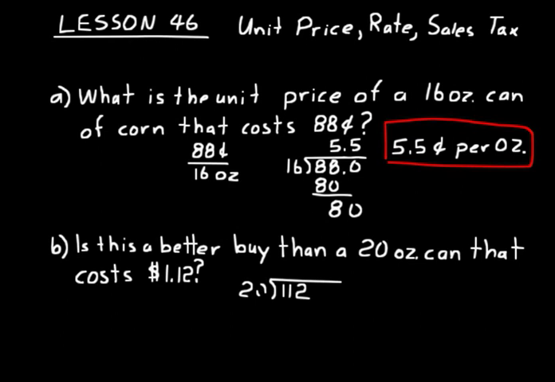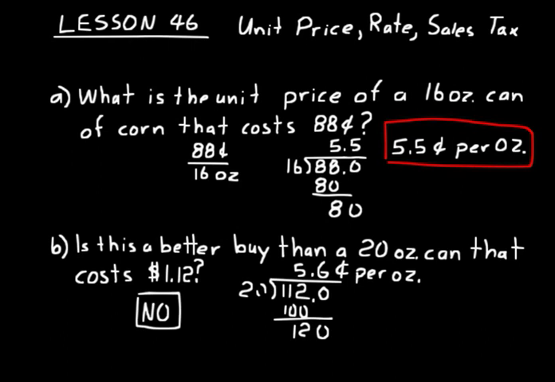20 goes into 112 5 times. And we need to put a decimal point in there, add a 0, bring that down. 20 would go into 120 exactly 6 times. So now we have 5.6 cents per ounce. That's what this 20-ounce can costs, 5.6 cents per ounce. So no, that's not a better buy than 5.5 cents per ounce. Make sure you answer the question correctly. The answer to the question is not 5.6 cents per ounce. The answer is no.